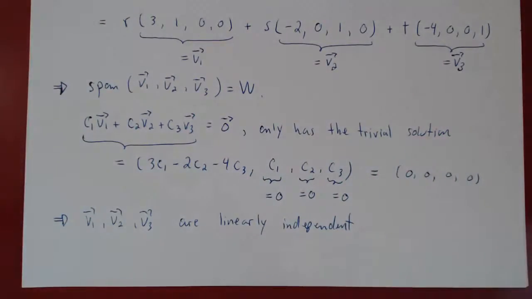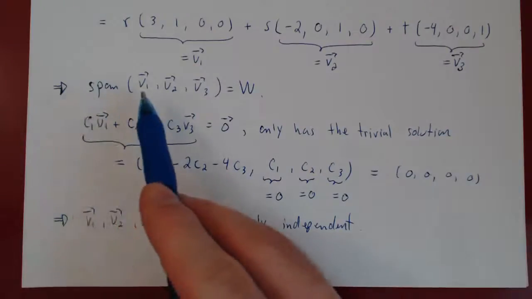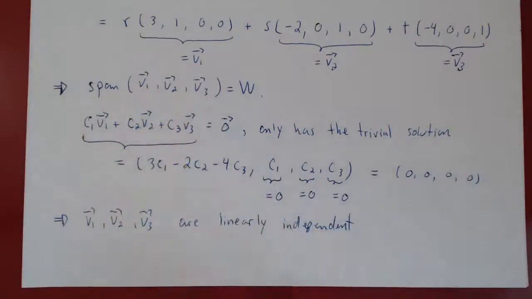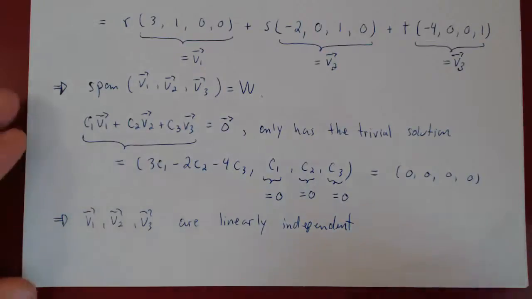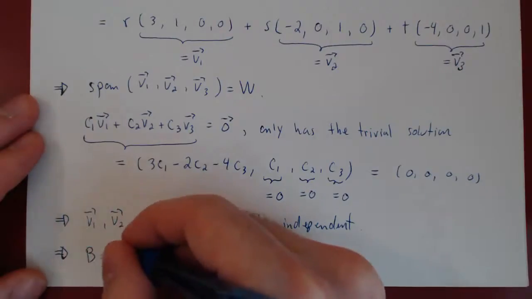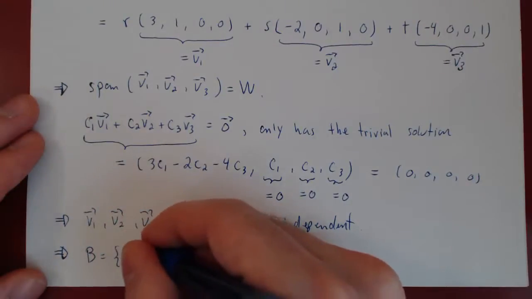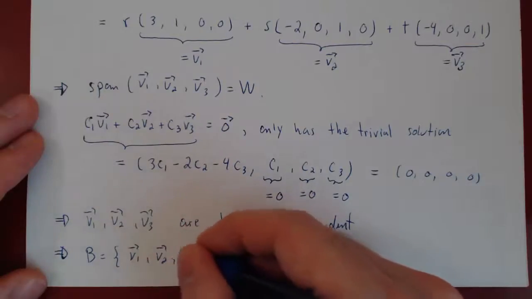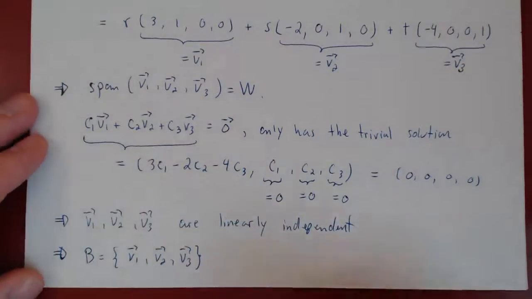And now we have our basis. You see, because the span of v1, v2, v3 is the entire space, v1, v2, v3 are generators for the vector space, and because they are linearly independent, they are also a minimal set of generators. Therefore, we have a basis. The basis contains our three vectors, v1, v2, and v3. So this is a basis of W.